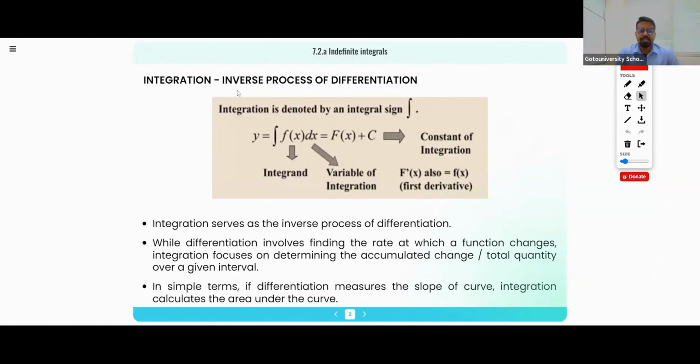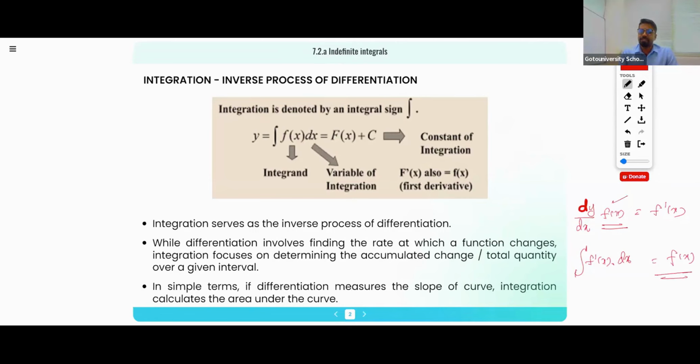So integration is nothing but the inverse process of differentiation. That is how we are trying to understand this process of integration itself. If you have a function, what we know is dy by dx of a function is given by f dash of x. If I want to find this function itself, we try to integrate this function with respect to dx. Then we get the actual function itself.